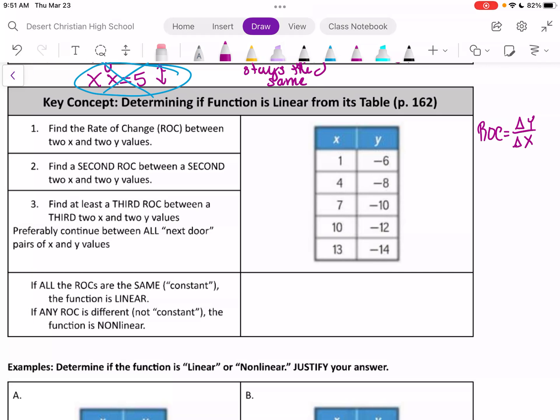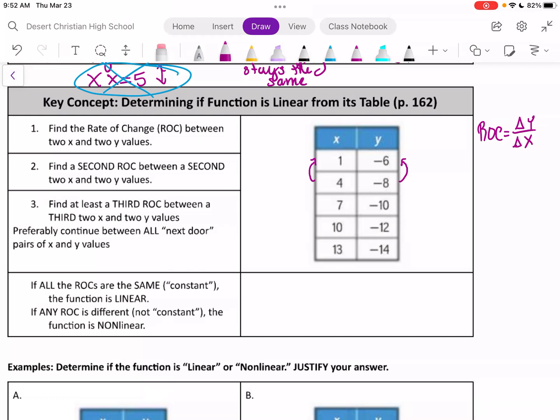So I'm always going to go bottom minus the top like this, just to be consistent, all right? That also means when we're doing a table with x values, that's going to give us a positive x, because we always line our x values up from least to greatest.